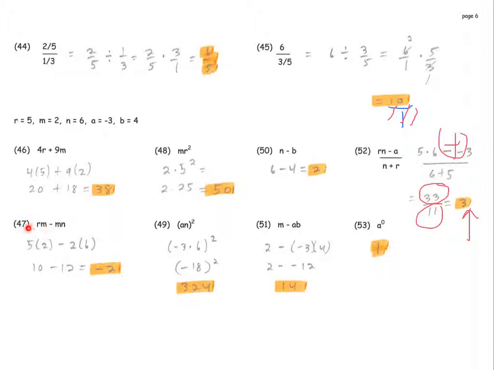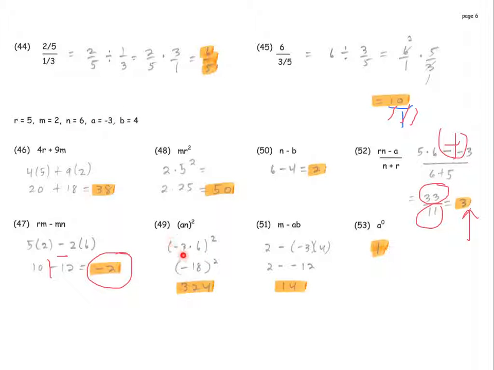Number 47, I did R times M, which was 5 times 2 is 10. And then I skipped the subtraction because in order of operations, multiplications come before subtractions. So I jumped over here and did M times N, which was 2 times 6 is 12. And then 10 take away 12 is negative 2. A positive 10 and a negative 12. You subtract because the signs are different and use the sign that there's more of. Or as always, you can change this to plus minus 12 if it makes you feel better and get negative 2 that way. A times N was negative 3 times 6 was negative 18.